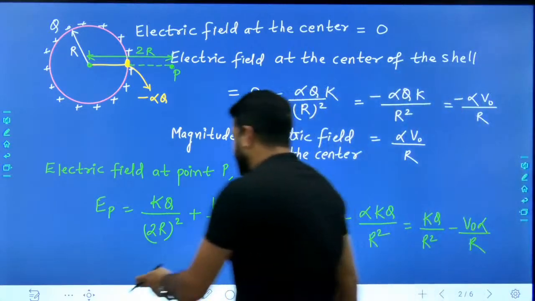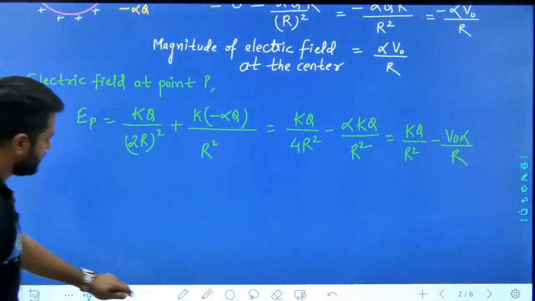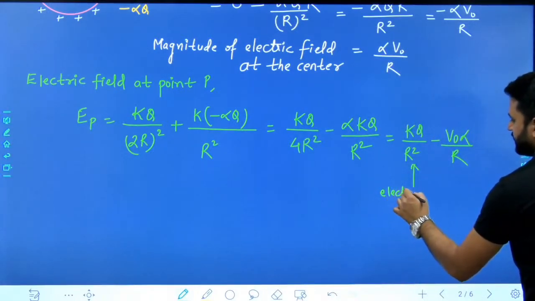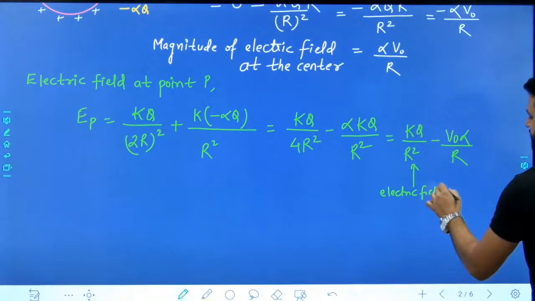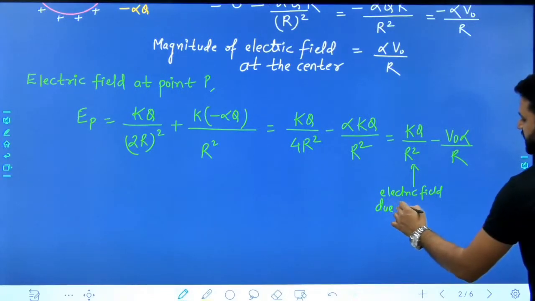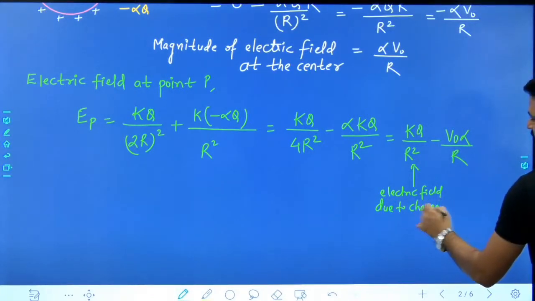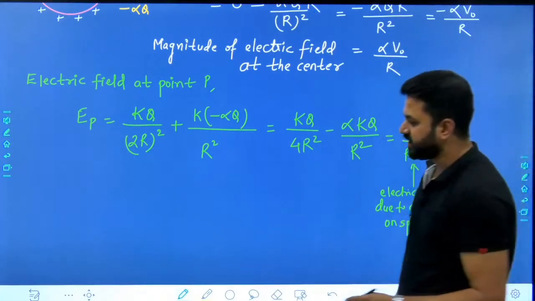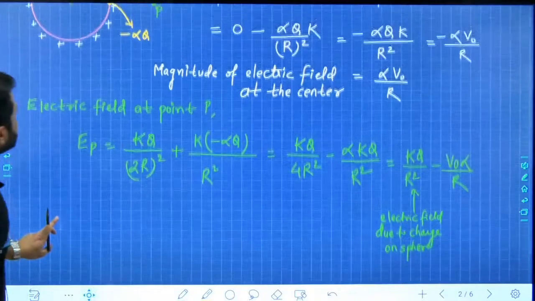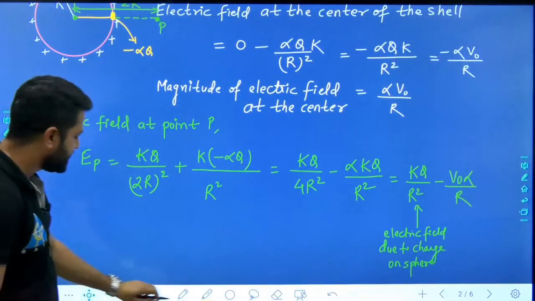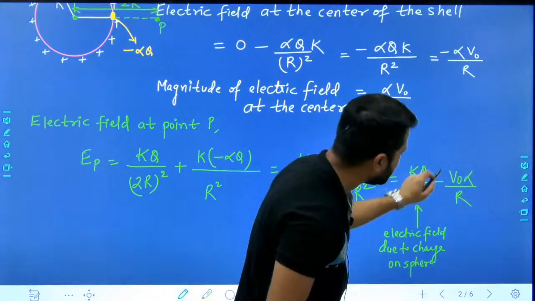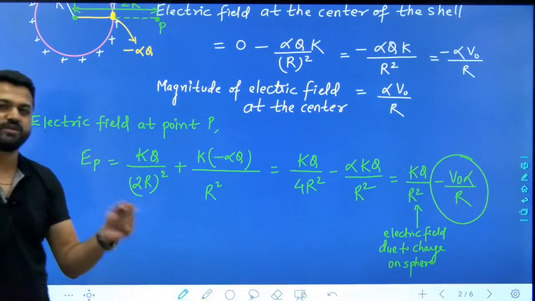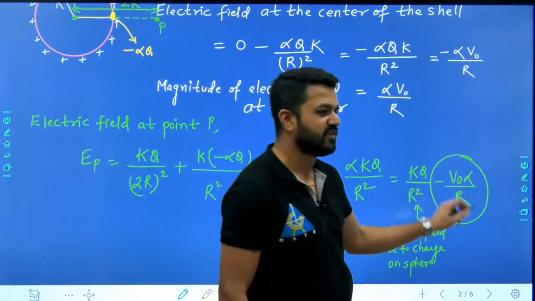So now we can say that this is the electric field due to the charge on the sphere, and because of this particular hole, this electric field is reduced by this value. It is reducing by the value minus alpha V naught by r.